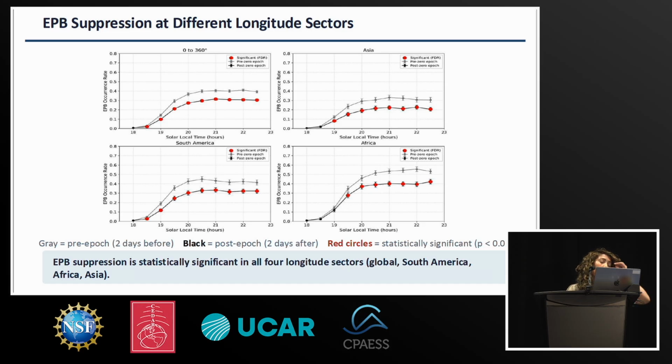Each of these panels shows EPB occurrence rate as a function of solar local time for different sectors. You have the global on the upper left, Asia, South America, and Africa. The gray line is the pre-epoch occurrence rate that I calculated using 2 days before the zero epoch. And the black curve is the post-epoch occurrence rate, 2 days after the zero epoch. The red circles mark the bins where the difference was statistically significant, meaning P was lower than 0.05. The main takeaway from this slide is that the post-epoch occurrence rate is lower than the pre-epoch one for the 4 sectors, and that the differences are statistically significant for almost all solar local time bins.